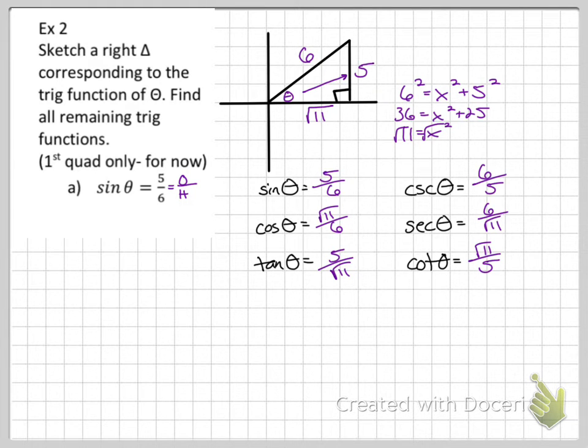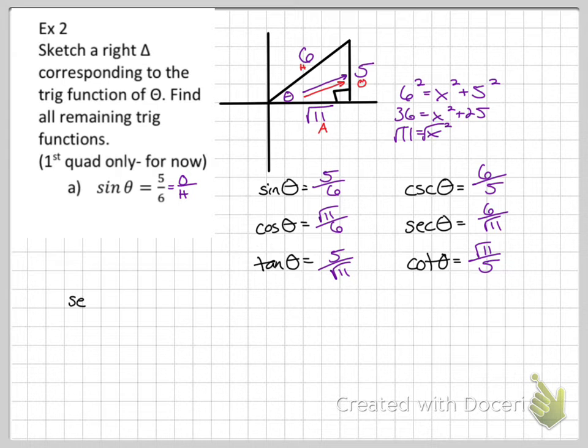Okay, so sine is opposite over hypotenuse, cosecant, I flipped it over. Cosine is adjacent over hypotenuse, secant, I flipped it over. I guess I could have labeled them with you, but that's how we filled them in, right? The 5 is the opposite, the 6 is the hypotenuse, and the 11 is the adjacent. Let's try some more questions on the same picture.